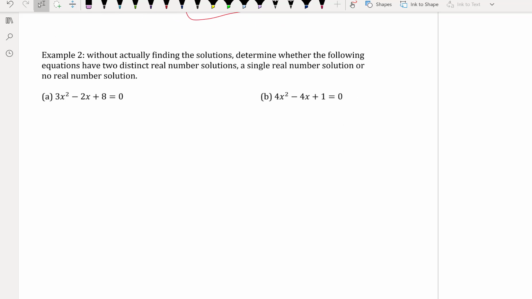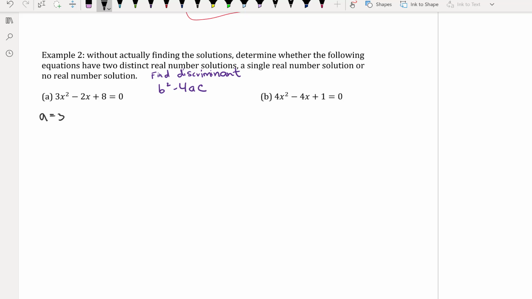So now, for example number 2, it says, without actually finding the solutions, determine whether the following equations have two distinct real number solutions, a single number solution, or no real number solutions. So what this basically is saying is, hey, find the discriminant. And what is the discriminant going to tell us about our actual solutions? And that discriminant was that b squared minus 4ac. So for part A, it's equal to 0, perfect.